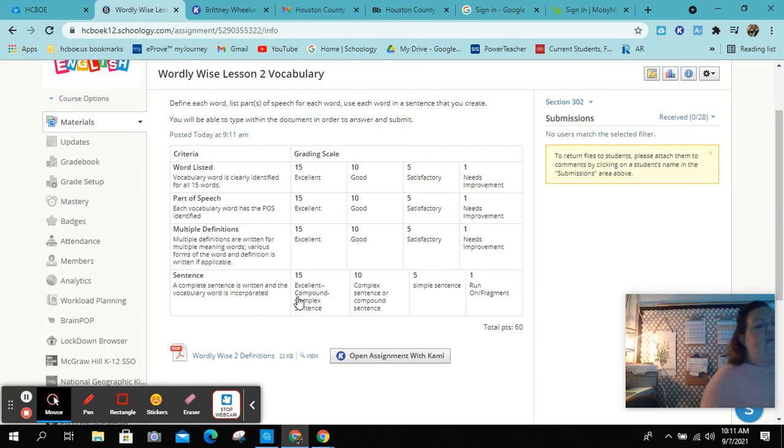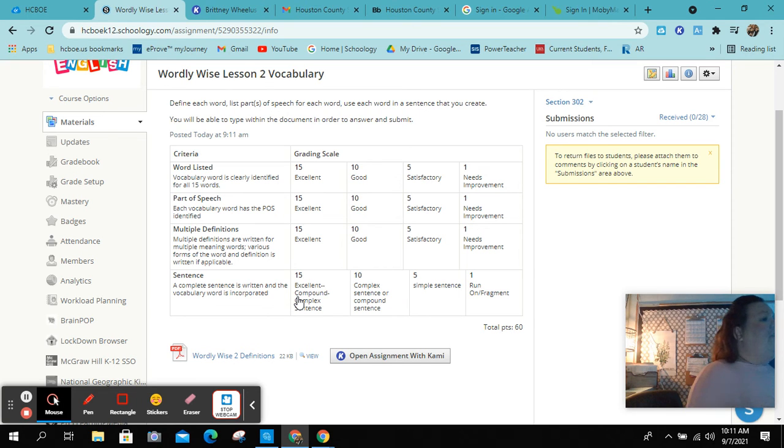Now, you will see that you have a rubric here. All right, what does this rubric do? It tells you how I'm going to grade your definitions, okay? If your word is listed, then you are going to get 15 points for all. Okay, if you write the part of speech for each word or type it, then you're going to get 15 points. If you do 3/4 of them, then you're going to get a 10. If you do half, you're going to get 5. If you do a fourth, you're going to get 1. Okay? Multiple definitions. If a word has more than one definition, you have to write them all.